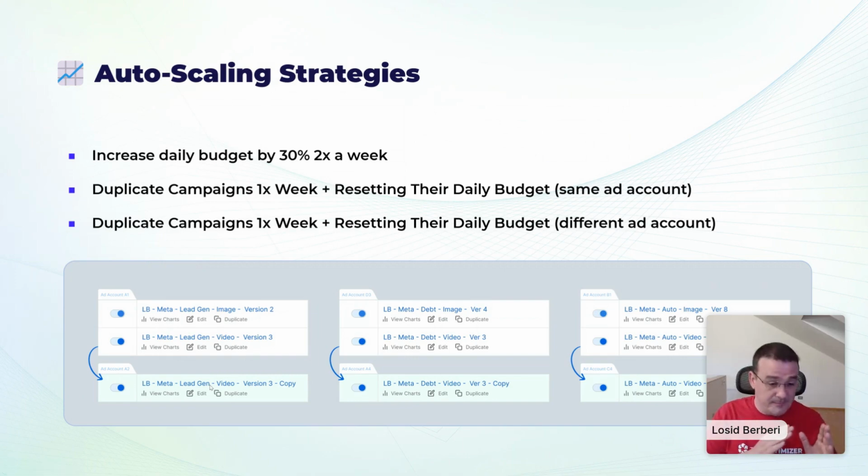This doesn't only help you with dealing with ad account bans, but also gives you more scaling room. So instead of just scaling vertically and horizontally inside the same ad account, you're scaling horizontally on multiple ad accounts as well. So just think of it like you find a winning campaign.